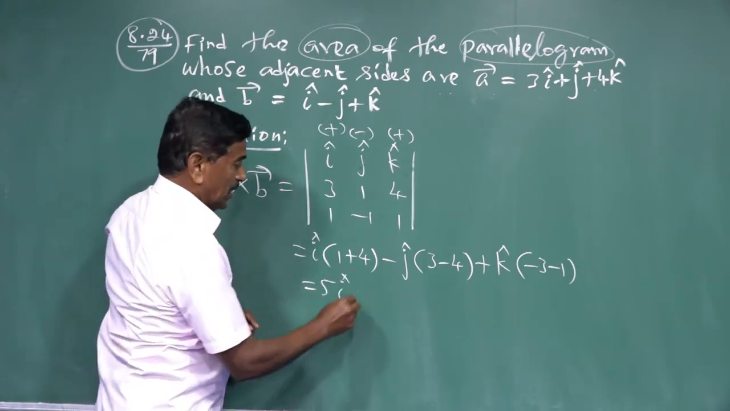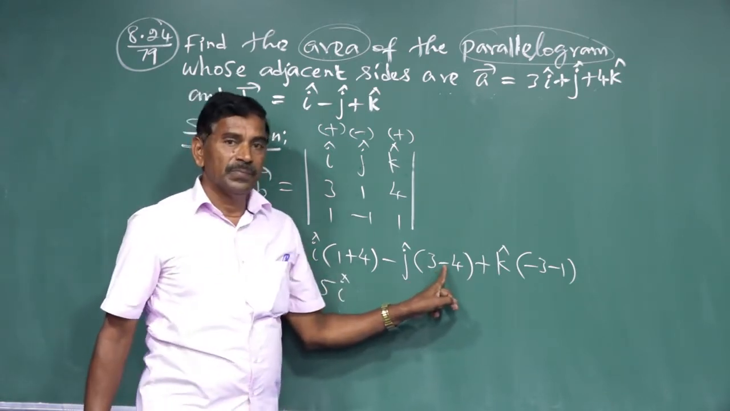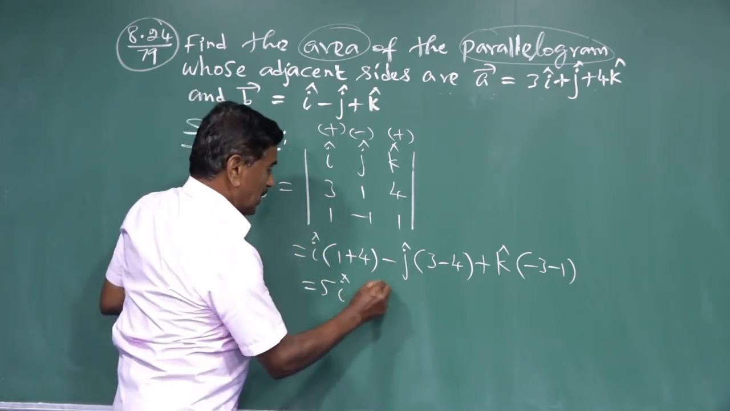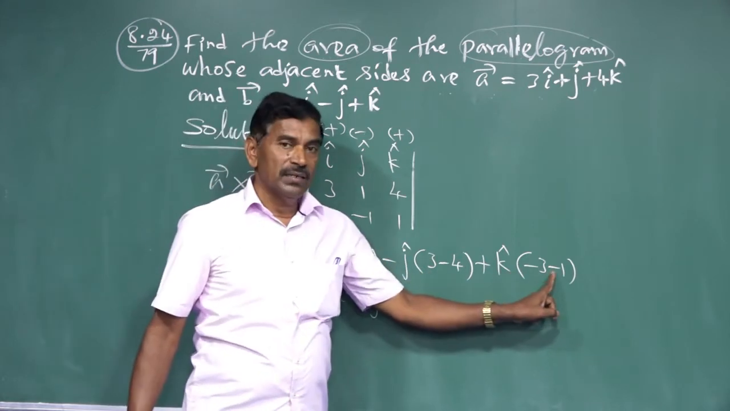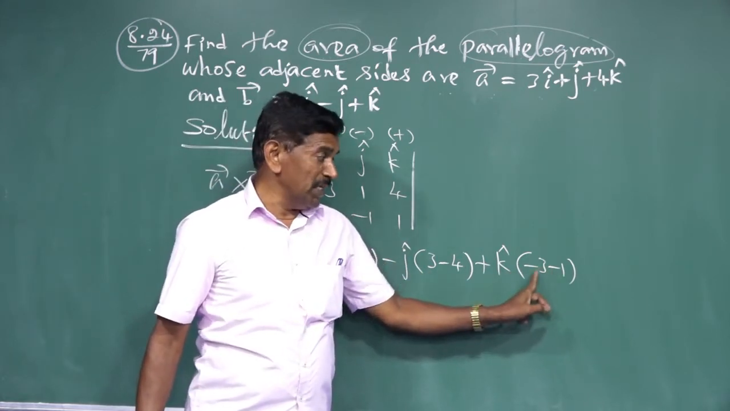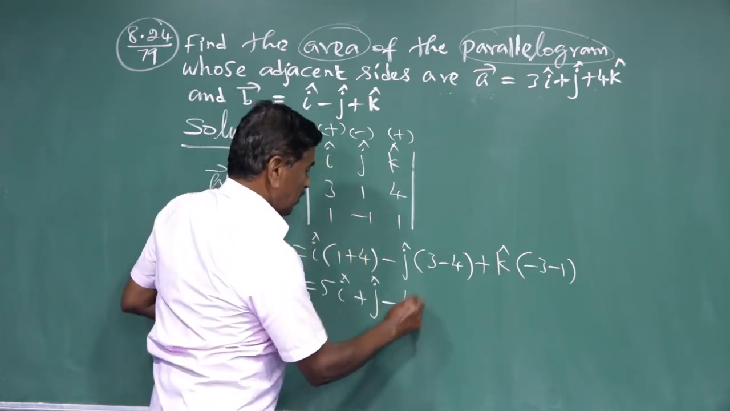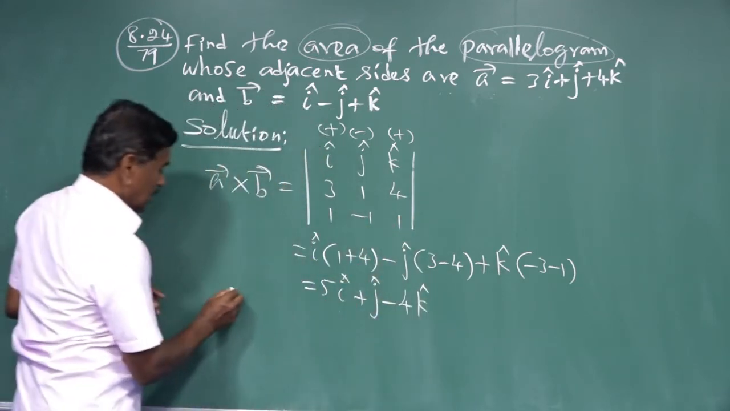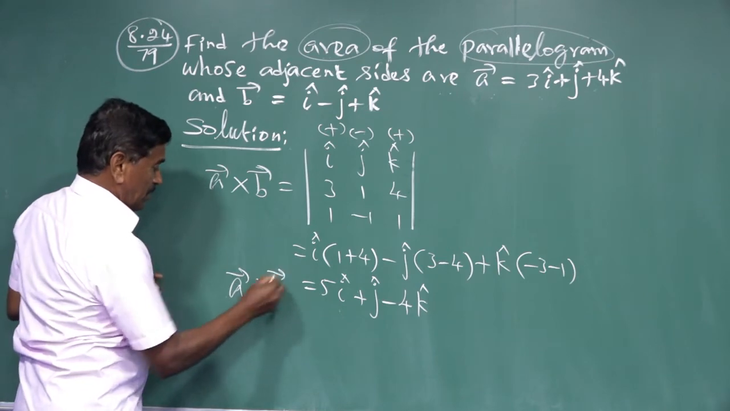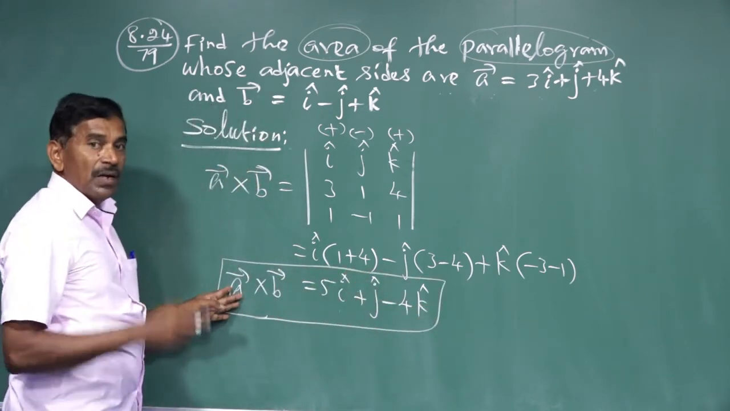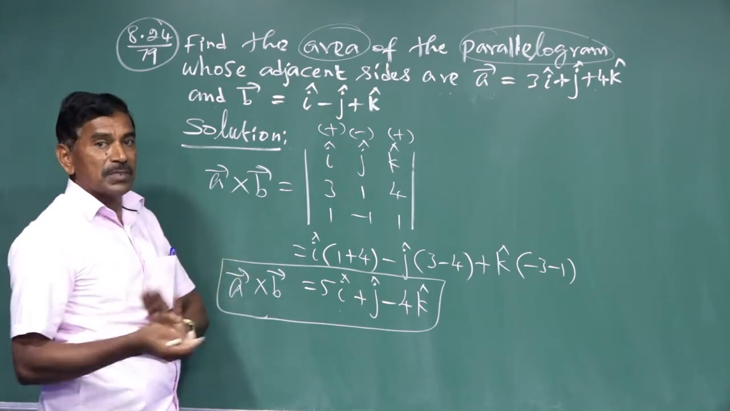Next, the bracket is minus 1. Minus into minus is plus, therefore plus j. Here, minus 3, minus 1, is minus 4. Minus into plus is minus, so minus 4k. What is the left-hand side? A vector cross B vector. So step 1, A cross B, is done. Now step 2, modulus A cross B.